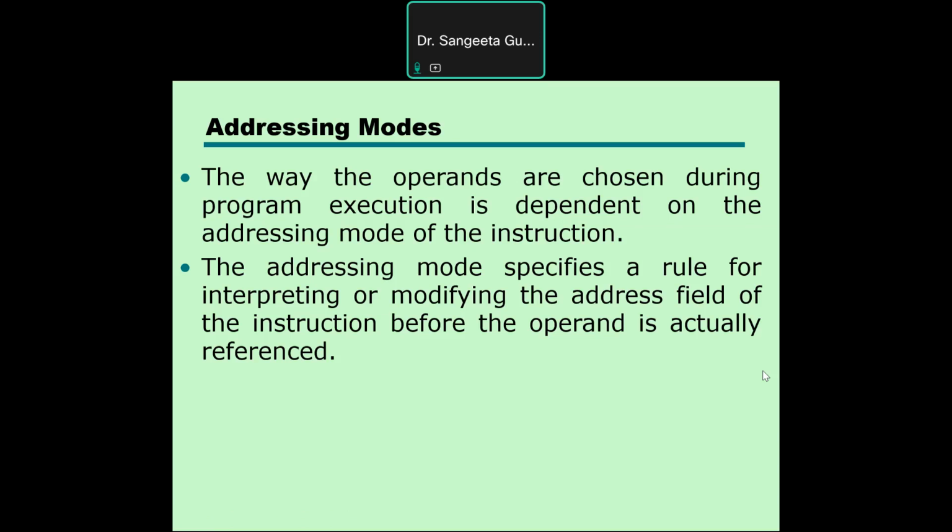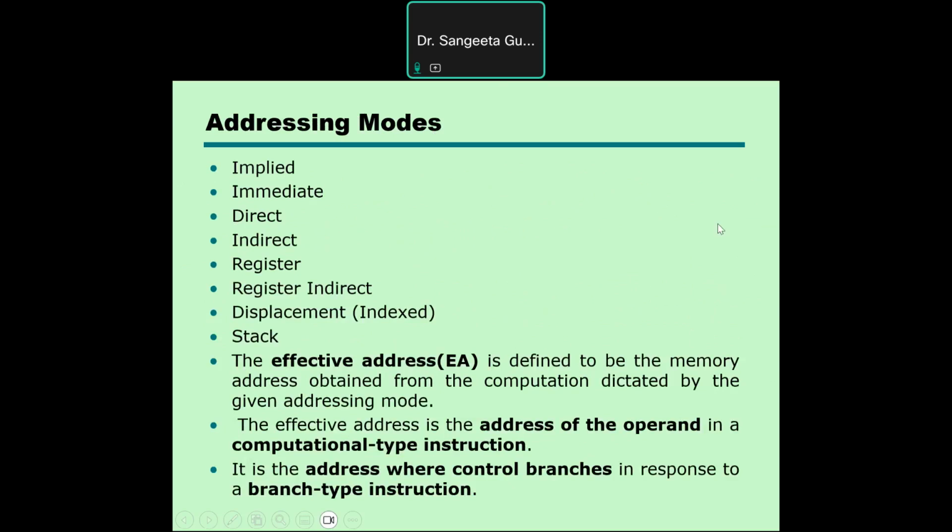So different addressing modes are available in this course, computer organization and architecture. Few of them are stated here. We have implied addressing mode, immediate addressing mode, direct addressing mode, indirect addressing mode, register addressing mode, register indirect mode, displacement mode, and stack addressing mode.